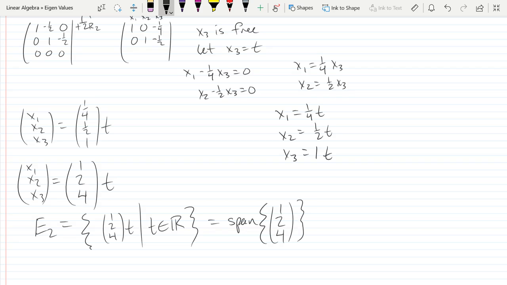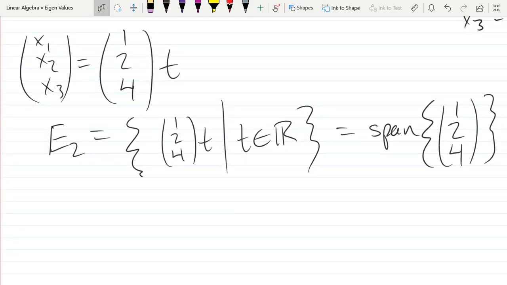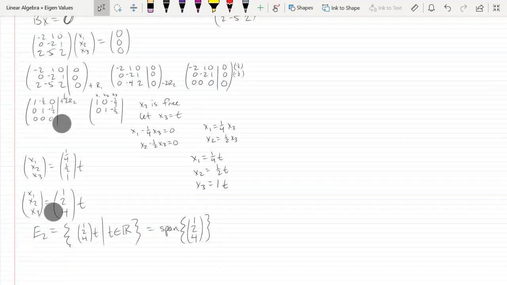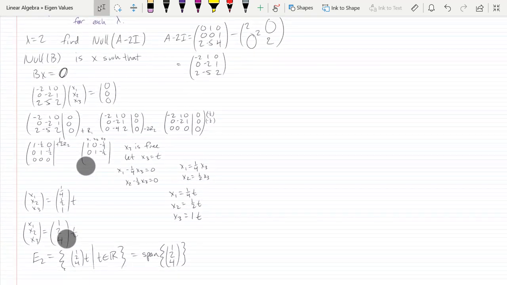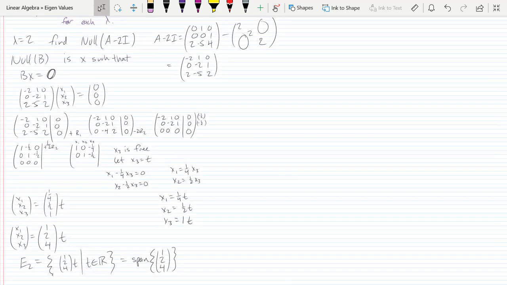I can also write it in span notation. So written out in span notation looks like this. Remember, span is all linear combinations. It's a little bit silly to have a linear combination of one thing. That just means all scalar multiples. So linear combination of one element just means scalar multiples because you're not adding it to anything else, really. All right, so that's E2.